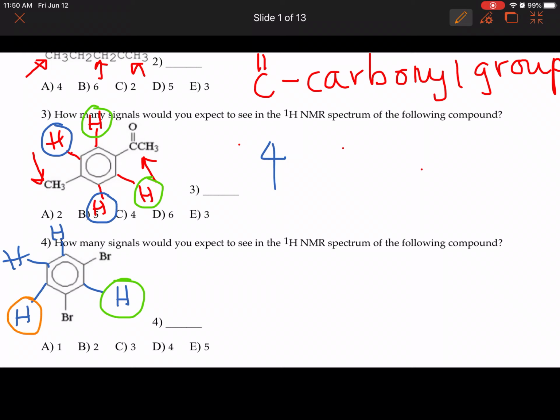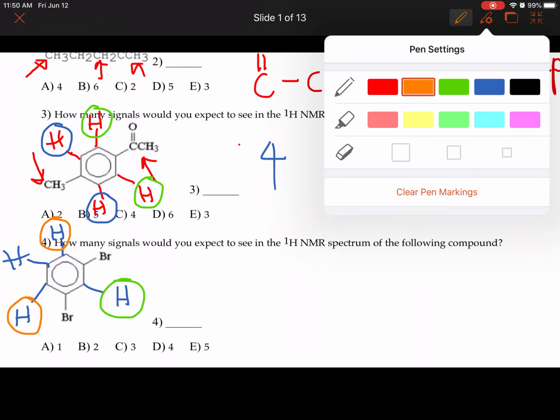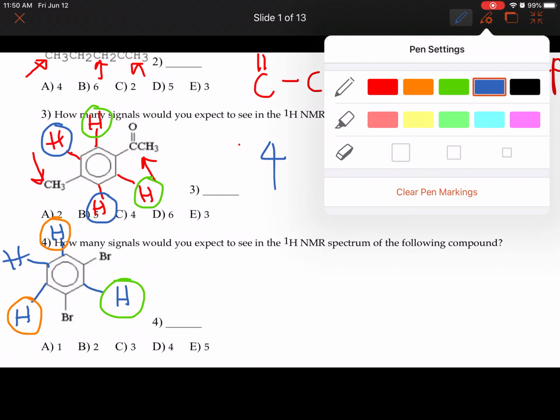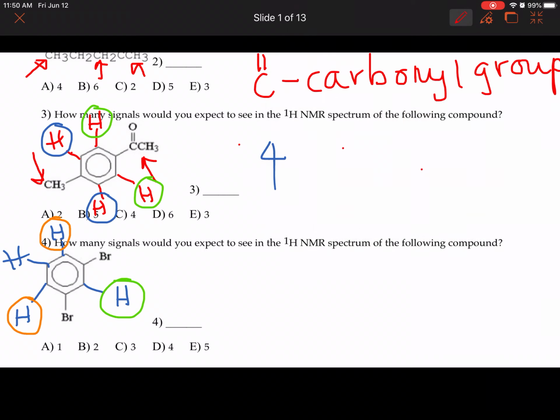So now these two, due to the symmetry, are going to be in one environment. Two hydrogens would be in one environment, and the other hydrogen would appear in a different environment. So this hydrogen would be another environment. So there are 3 different signals you would see for this one.